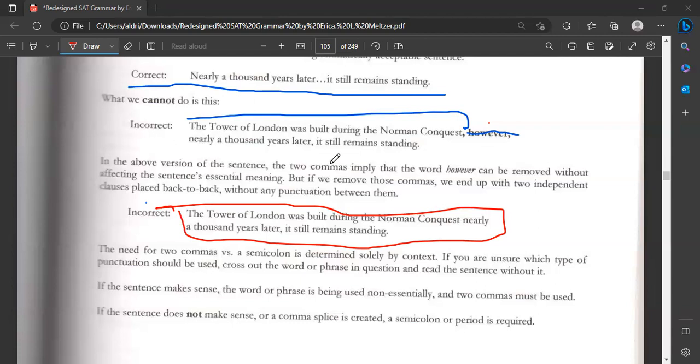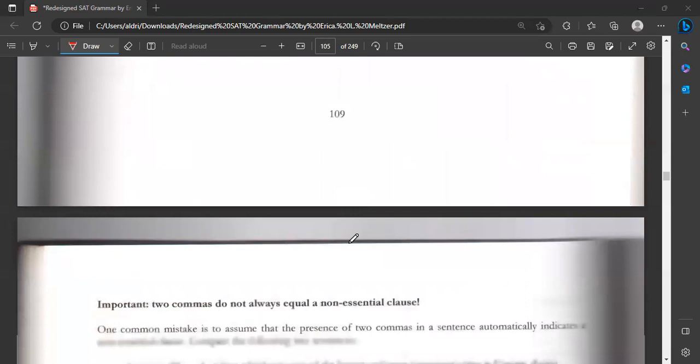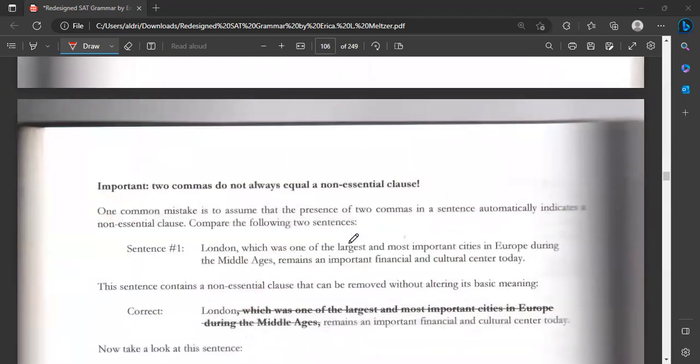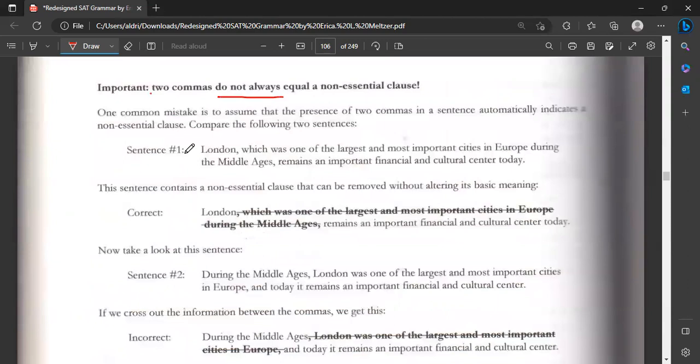But if the overall sentence makes sense without the word or the phrase being used non-essentially, then best believe you can use 2 commas or 2 parentheses or 2 dashes. Usually, if it doesn't make sense, you're going to create something like a comma splice. Okay, so I said this before, 2 commas do not always equal a non-essential clause. Just remember that. Let's look at an example here.